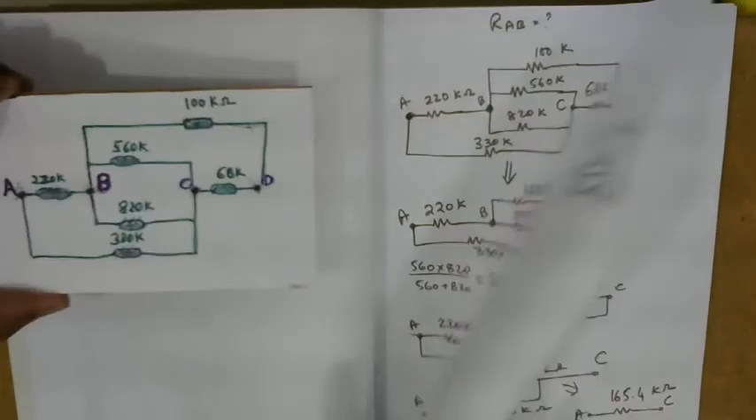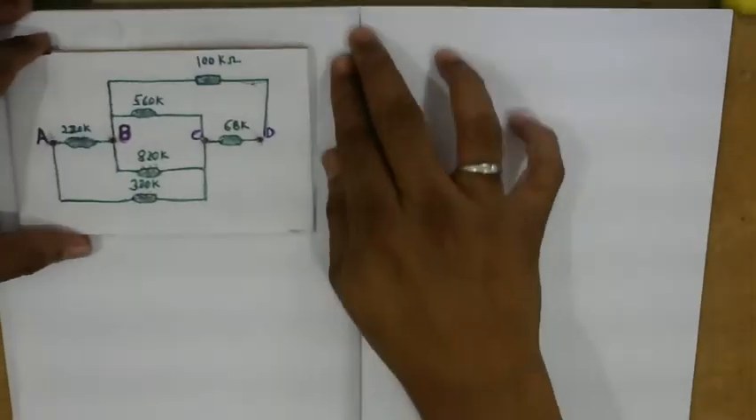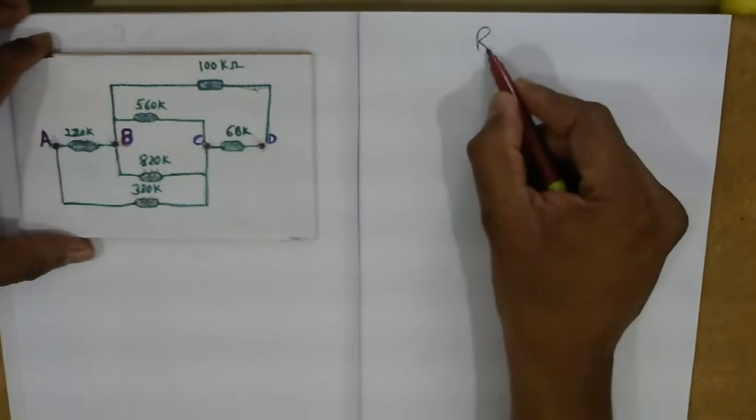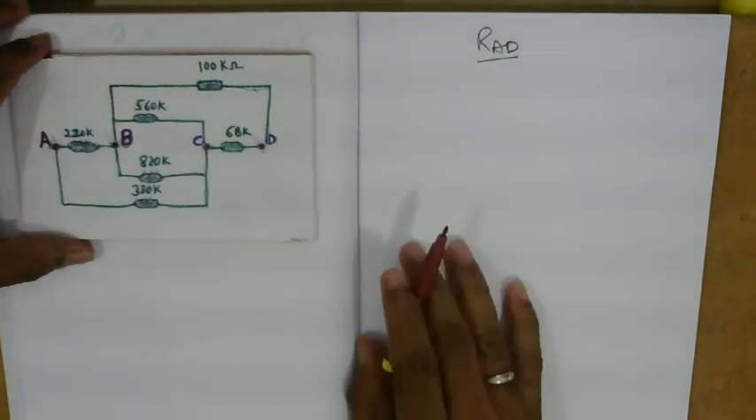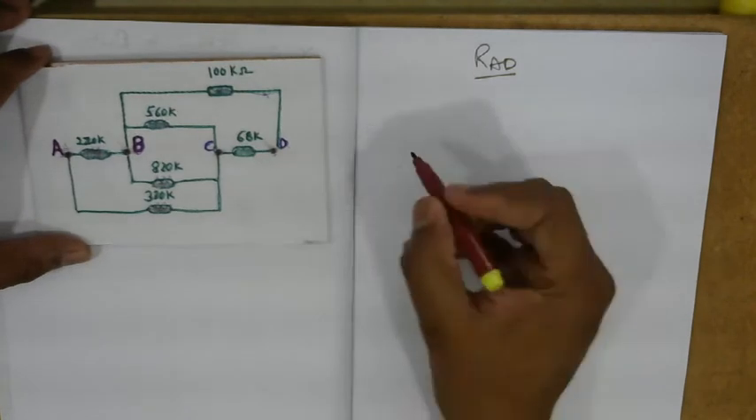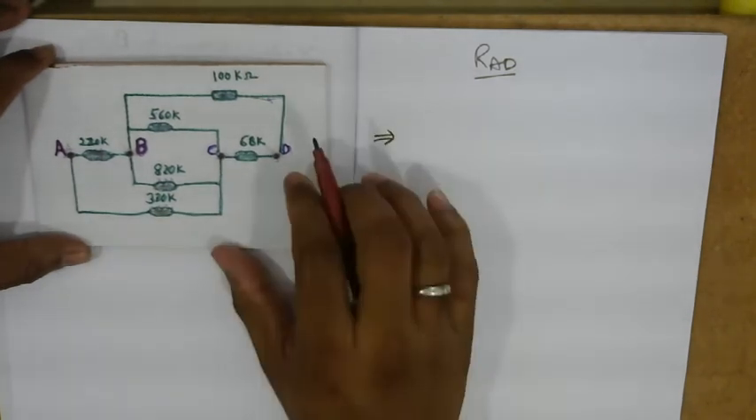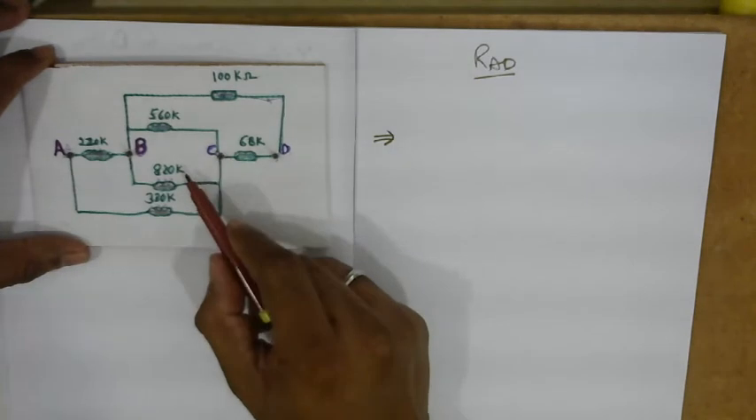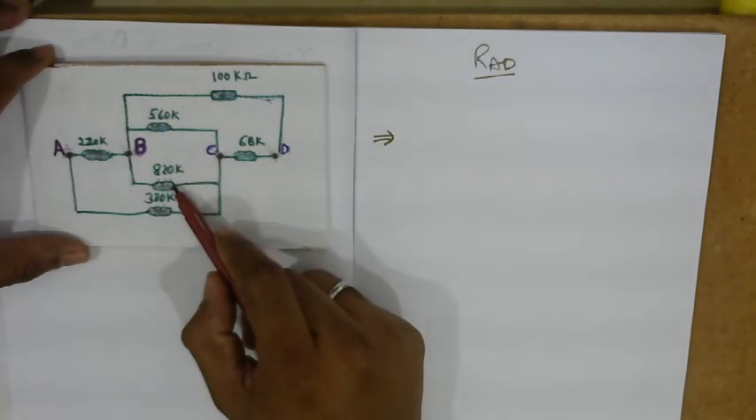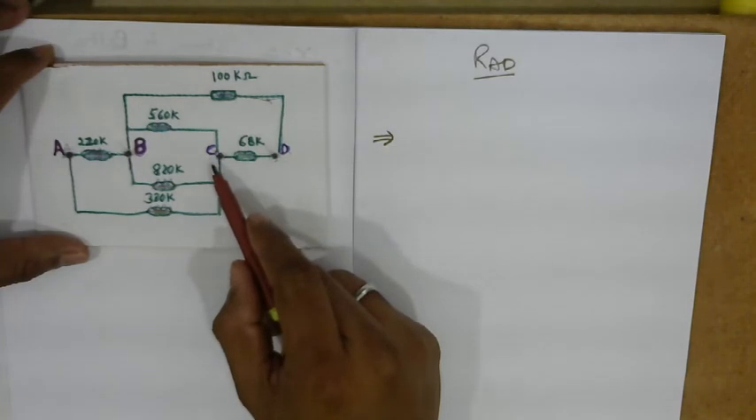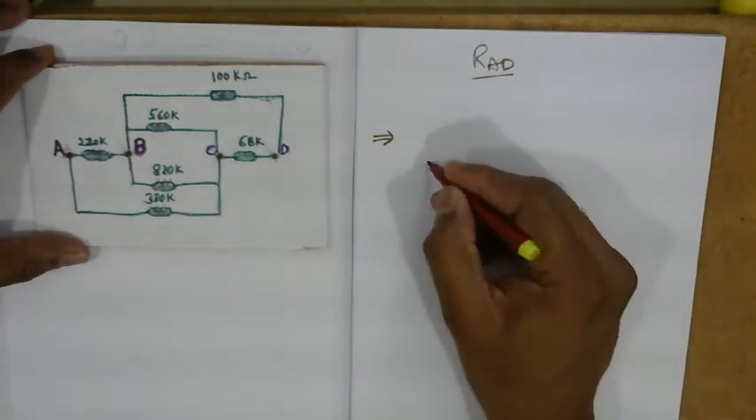So let's go ahead and I'll try to solve this part, that is RAD. Now what happens when you try to solve it with RAD is like this. You can simply see the same circuit can be written like this. Between B and C we have 560 and 820, two resistances in parallel, so it can be replaced with an equivalent resistance. So I get a circuit something like this.